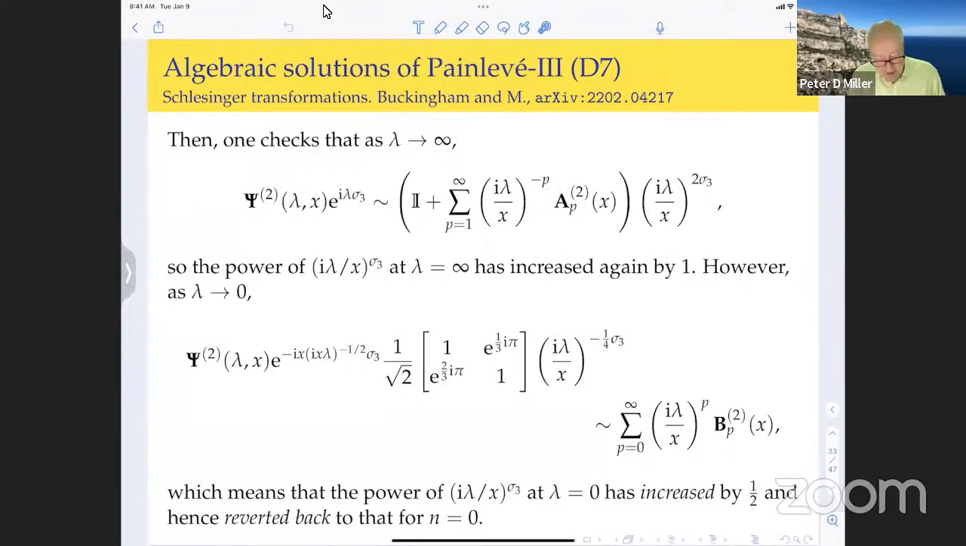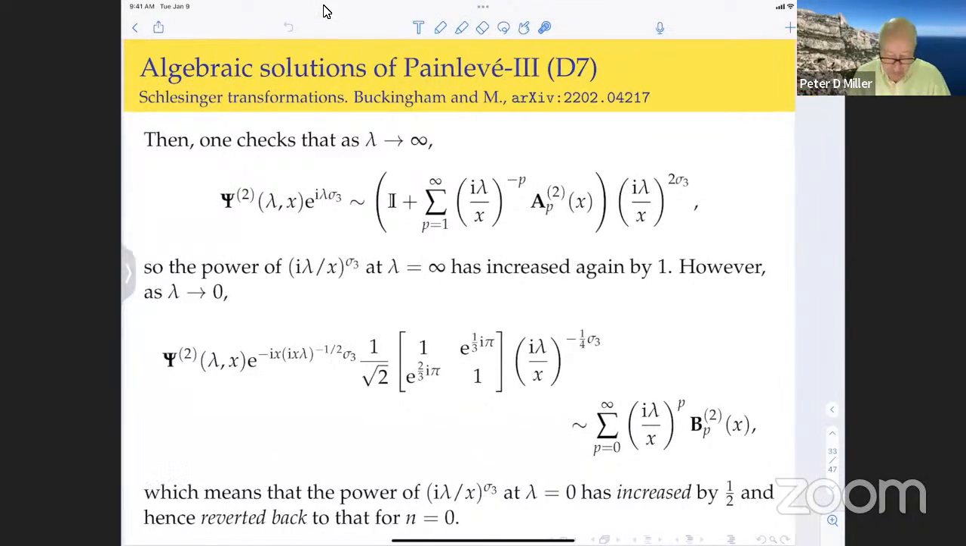But if we look at what happened at 0, if we take this expansion at 0, now we're back to the situation where we just have this unmodified power series here without this minus 1/2 power to the sigma 3. So what it means is that the power at the origin has increased by a half, and consequently it's gone back to the original value. So whereas the exponent at infinity has increased twice in the same direction, the one at 0 went up and then it went back down again as a consequence of incrementing n 2 times.